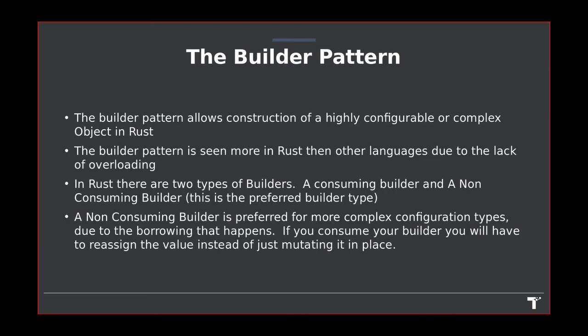Usually use a non-consuming builder for more complex configuration types due to the borrowing that happens, meaning if you have a conditional statement, you can do like foo equals bar dot. I'll show you code on the next page. And if you consume your builder, you will have to reassign the value instead of just mutating it in place. An example of something that consumes a builder is the threading library, because you call dot spawn at the end and it just consumes that thread.